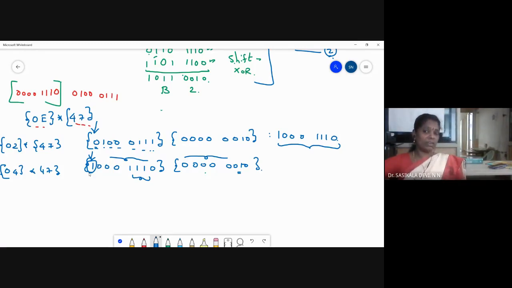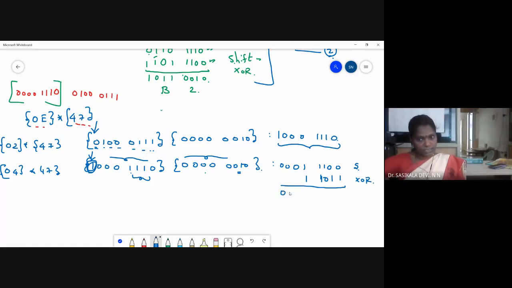So you need to do two operations: one is the shifting, followed by an extra one. Let's do the shifting first. So the shift gives 0001, then 1100. This is the result of the shift followed by XOR, because the most significant bit is 1. So XOR with 11011, that is x^4 + x^3 + x + 1. We do the XOR with this because the most significant bit is 1.